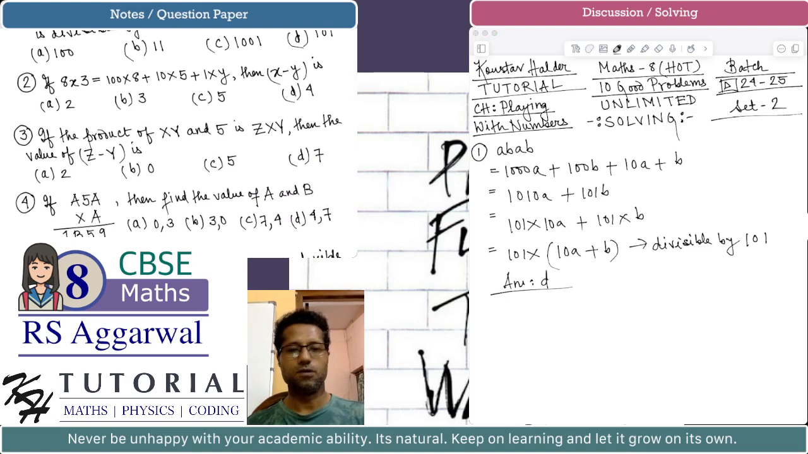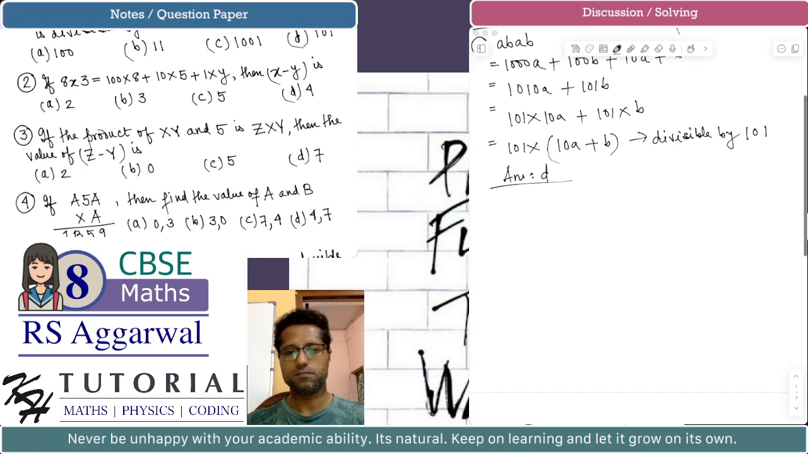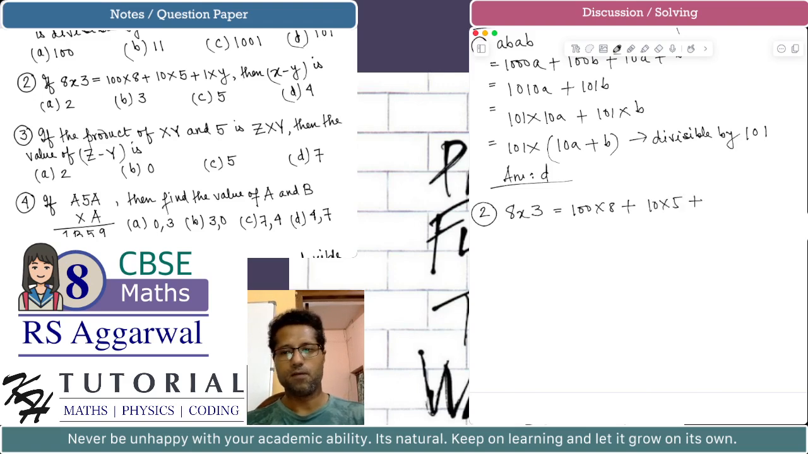Okay, let's solve problem number 2. It is given a 3-digit number 8x3 is equal to 100 into 8 plus 10 into 5 plus 1 into y. Then what is the value of x minus y? So this equation is given.